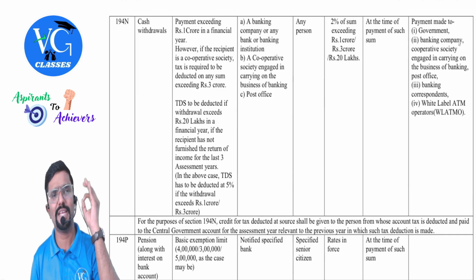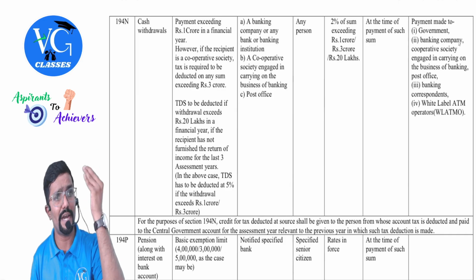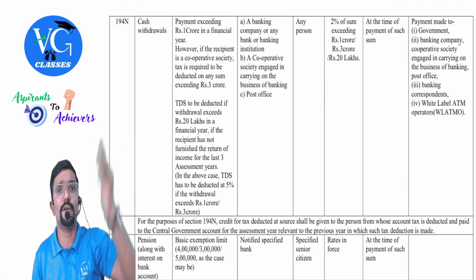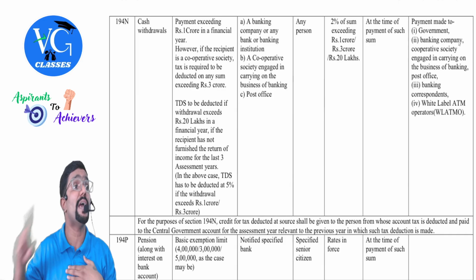Cash withdrawal. Please be careful. This is a different section. So the criteria is different. Don't get confused with other sections. For all other sections, for the payer it was expenses, and for the payee it was income.